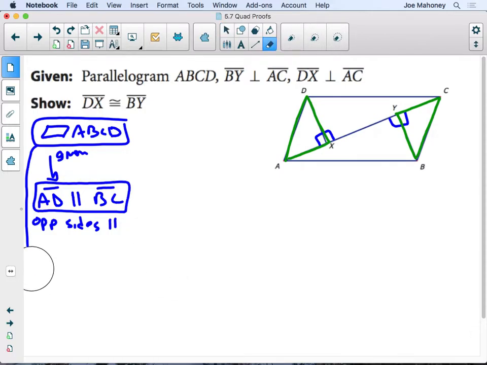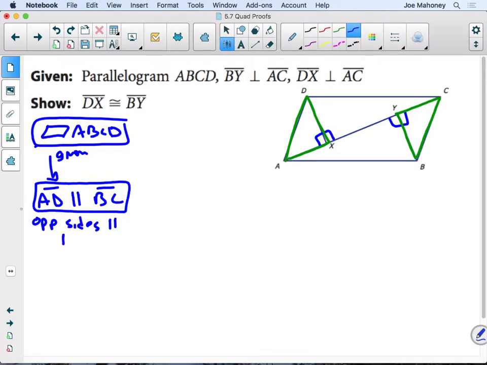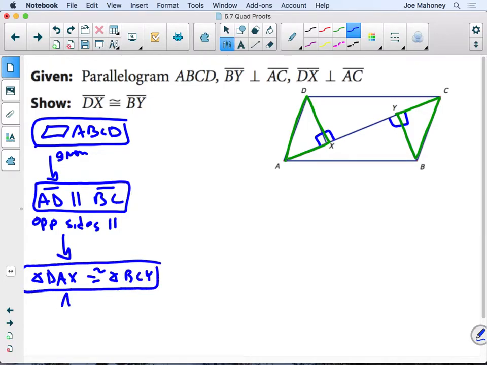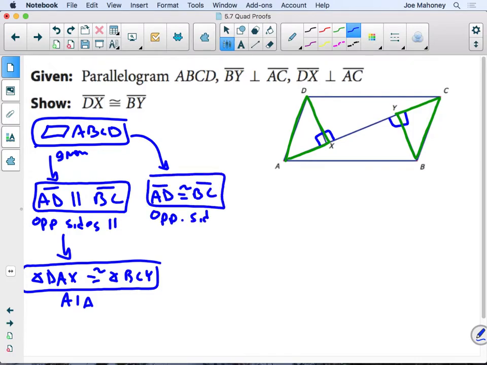I'm going to actually just tweak this a little tiny bit, and I'll show you why. Because as a result of these two sides being parallel, I'm going to say that angle DAX is congruent to angle BCY. I'm going to say that's true by AIA. I'm just thinking organization-wise. Because ABCD is a parallelogram, now I'll say that AD is congruent to BC. And that's because the opposite sides are congruent in a parallelogram.